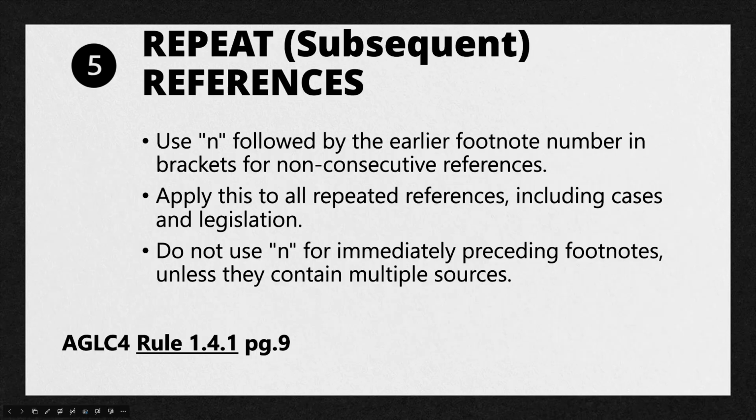Let's have a look at repeat or subsequent references. This might help also clear up some of the ibid stuff as well. We have to use the letter N followed by the earlier footnote number in brackets for references that are non-consecutive. And you need to apply this to all of the repeated references, including cases and legislation. Do not use N for immediately preceding footnotes unless they contain multiple sources. So take a look at Rule 1.4.1 for more information.